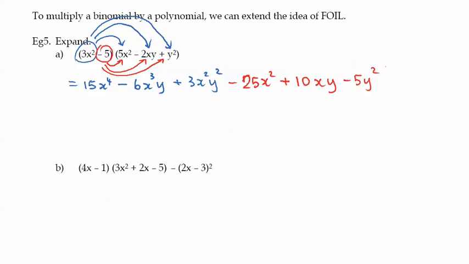If you see any like terms, don't forget to group the like terms together. But in this case, it seems like we don't have any like terms. And that means you would just end up with this polynomial. Can't simplify it any further, and we stop here.